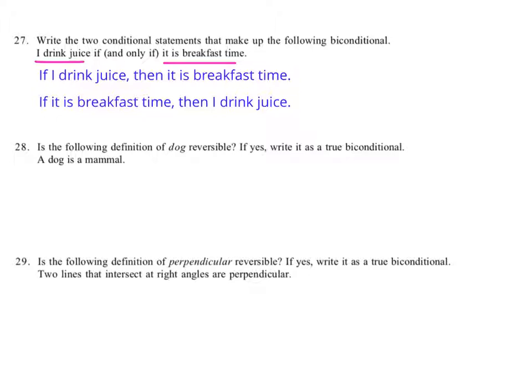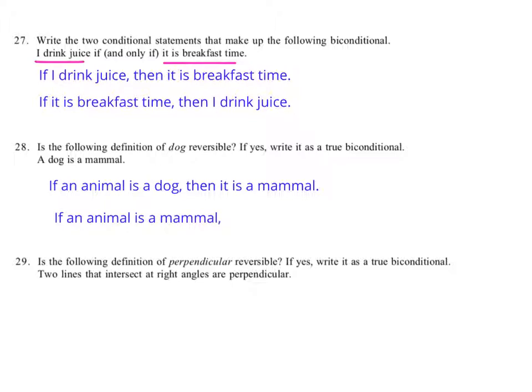Now, 28. Is the following definition of dog reversible? If it is, write it as a true biconditional. Okay, so let's write the first conditional and see if it's true. Okay, if an animal is a dog, then it is a mammal. That's fine. I like it. Now let's do it again with the reverse of it. If an animal is a mammal, then it is a dog.